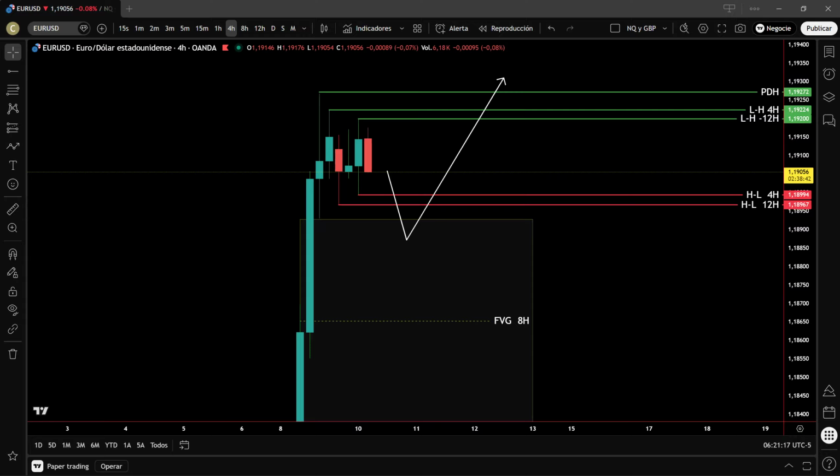After a brief retracement to mitigate the upper portion of the 8-hour FVG, EURUSD would look to break through the previous daily high, PDH, with momentum. This move would invalidate the current consolidation structure, clearing the path toward external liquidity levels located at the late January highs, marking a clear continuation of the upward institutional order flow.